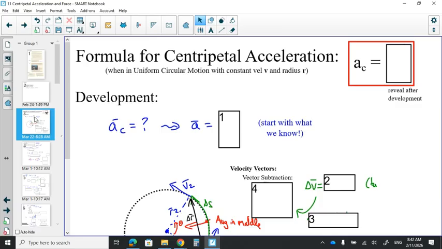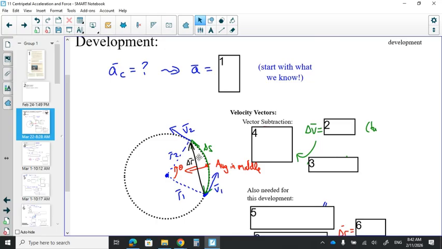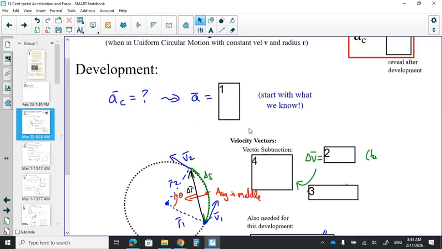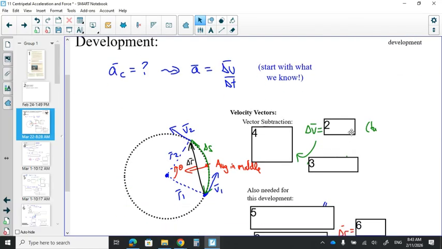So here we go. You've seen something like this already, where we have uniform circular motion. We've got velocities at instants, velocity at instant 1 and velocity at instant 2, and we're looking at a development for the acceleration equation. It makes sense to start with what we know: acceleration is delta v over delta t. If you're trying to develop acceleration and you haven't thought of using delta v over delta t, you should think harder.